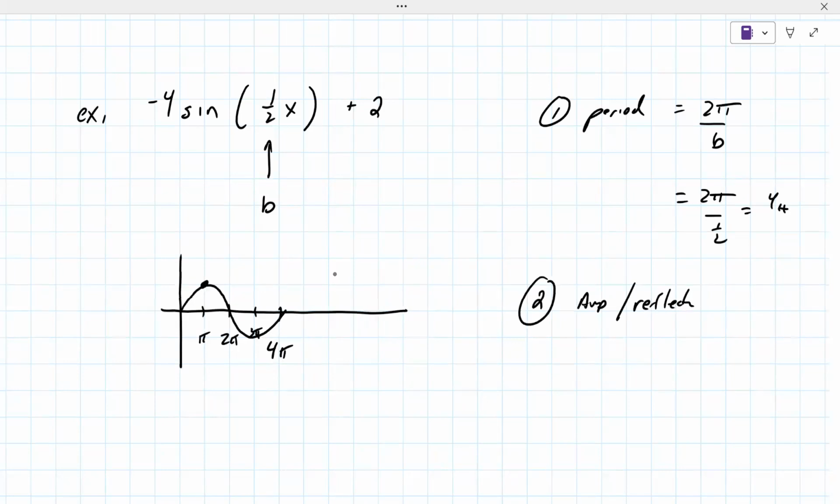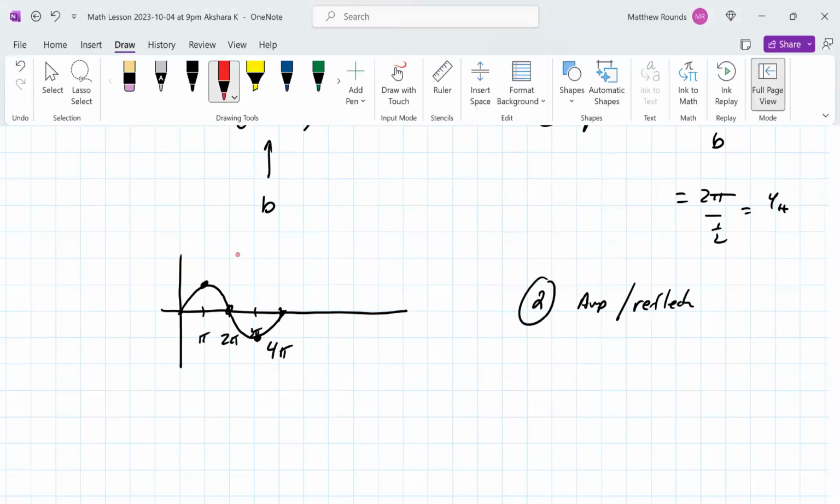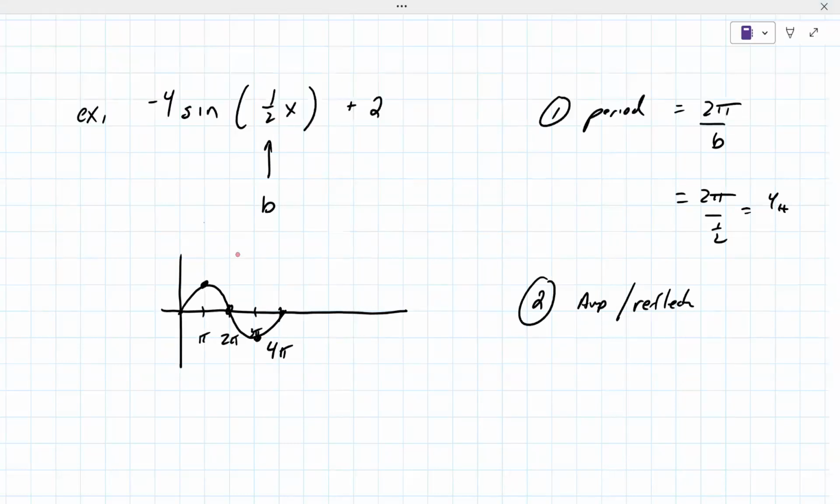What it does is it pulls up or down all the points. And you have to do this before the vertical shift, which is last. You deal with that completely last. So it's easy for me to go to another color here, but the 4: 1, 2, 3, 4. 1, 2, 3, 4, and there. So the 4 does this. It just pulls it up and down like that.